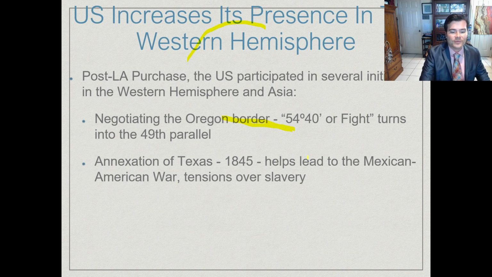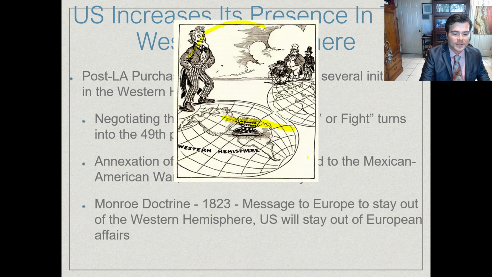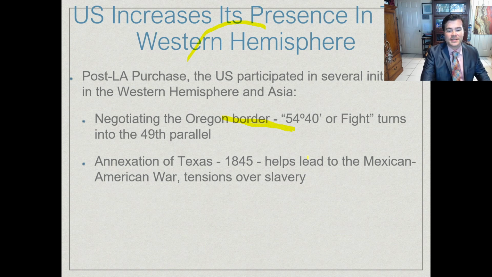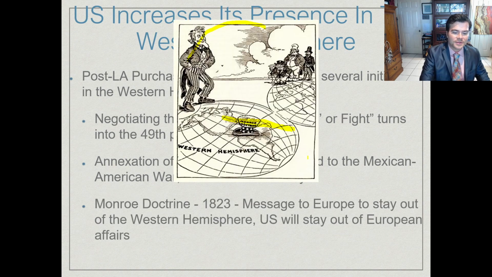Annexation of Texas. It's going to make Mexico mad, and we're going to go to war with Mexico. But that's okay. That's part of the plan. So we can take, you know, like 66% of Mexico's land from Mexico. Yeah, taking Texas, taking land away from Mexico.